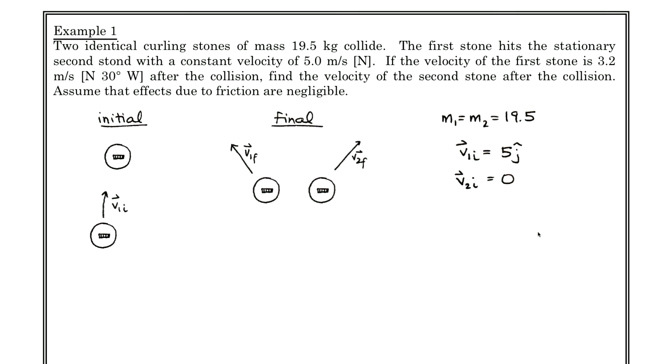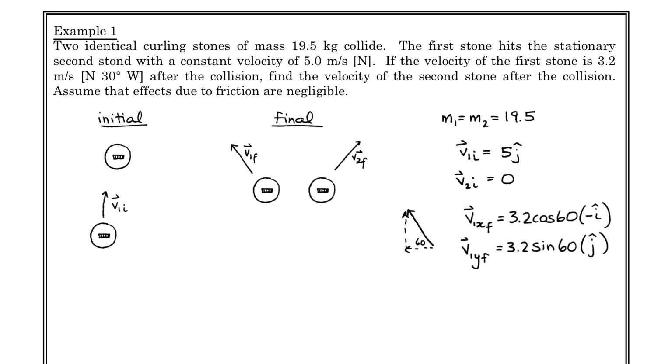We also know V1 final. And we can figure that out in i hat and j hat notation by simply resolving this velocity vector into its x and y components. And so that's what we're going to do. V1x final is 3.2 cos 60 in the negative i hat direction. V1y final is 3.2 sine 60 in the positive j hat direction.